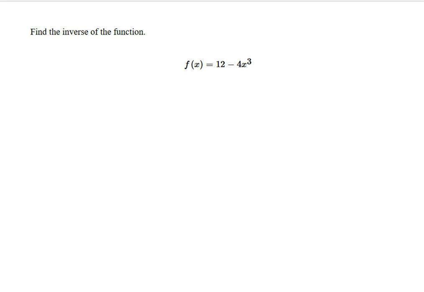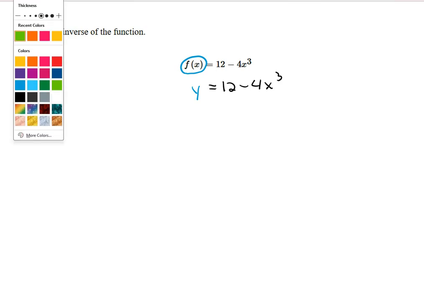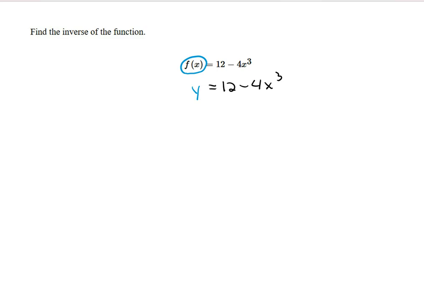All right, here's another one that says find the inverse function. So remember, f of x is the same thing as y equals 12 minus 4x cubed. And so to do the inverse, you are going to put x where the y is and y where the x is, and then solve it for y.